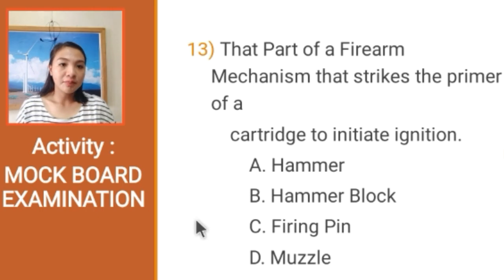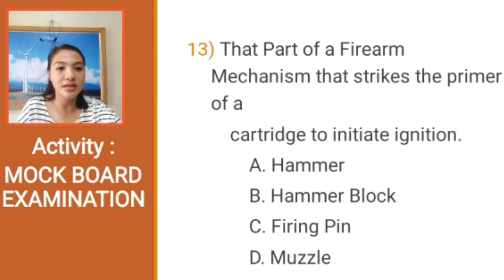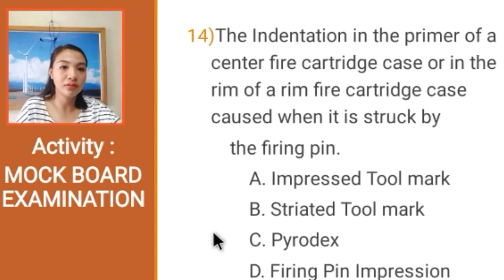Thirteen. That part of a firearm mechanism that strikes the primer of a cartridge to initiate ignition. A. Hammer. B. Hammer block. C. Firing pin. D. Muzzle. Fourteen. Indentation in the primer of a center fire cartridge case or in the rim of a rim fire cartridge case caused when it is struck by the firing pin. Letter A. Impressed tool mark. B. Striated tool mark. C. Pyrodex. D. Firing pin impression.